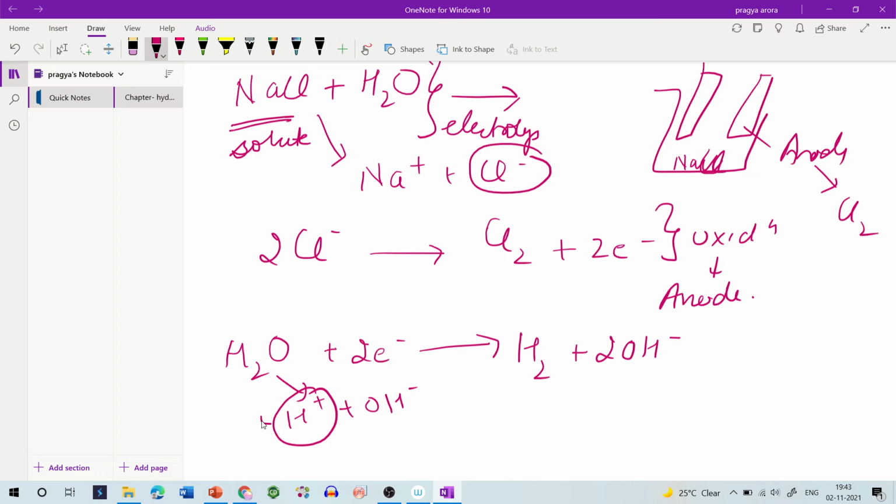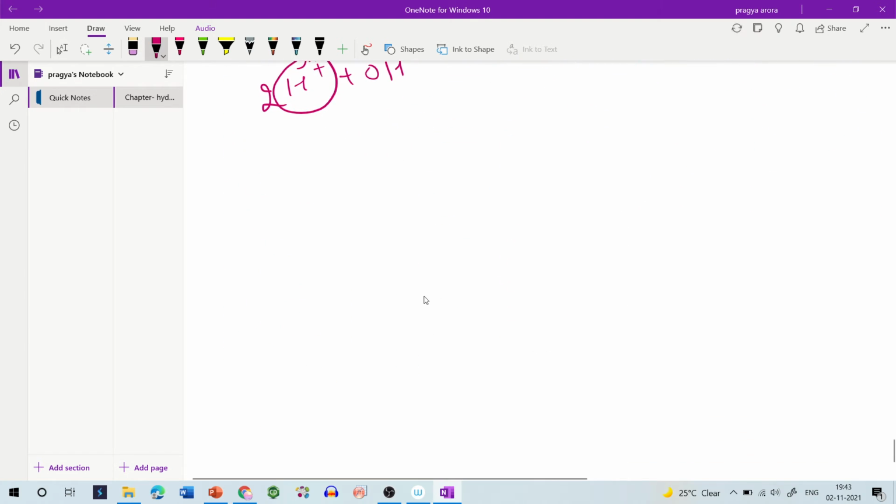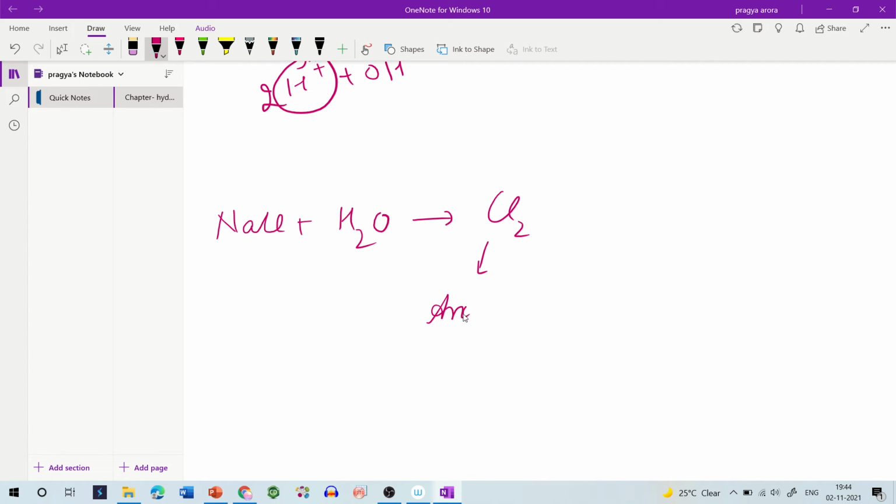So these two H plus ions will gain these two electrons to form H2 gas, and 2 OH minus ions will be released. So overall we can say that the saturated NaCl solution, that is Na plus, Cl minus and H2O, will give Cl2 gas at the anode, since Cl minus is converted into Cl2 gas by releasing 2 electrons, and the H plus ions gain 2 electrons to form H2 gas. This will be formed at the cathode.